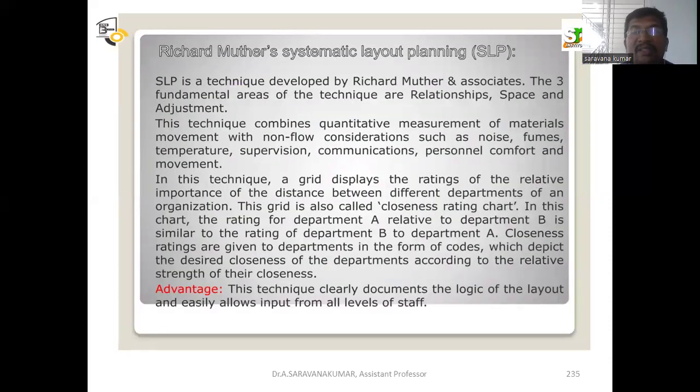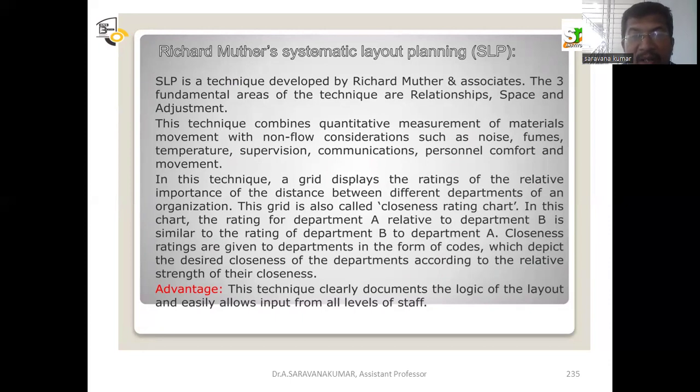So Richard Muther's systematic layout planning. What do you mean by systematic layout planning? It is a technique developed by Richard Muther and associates. The three fundamental areas of the technique are relationship, space, and adjustment. This technique combines quantitative measurement of materials movement with non-flow considerations such as noise, fumes, temperature, supervision, communications, personal comfort, and movement.